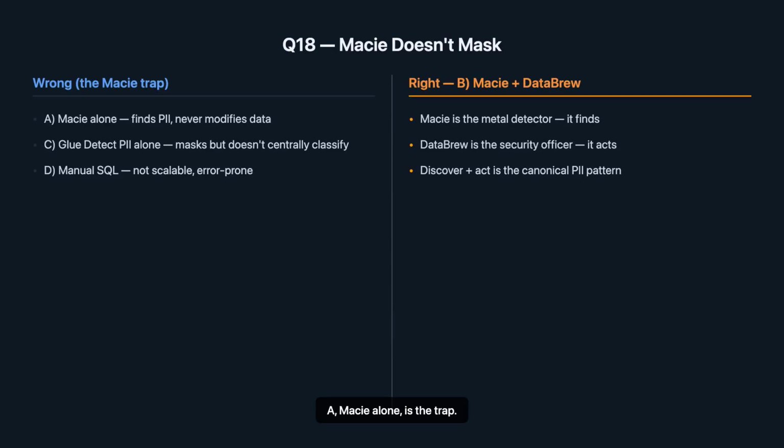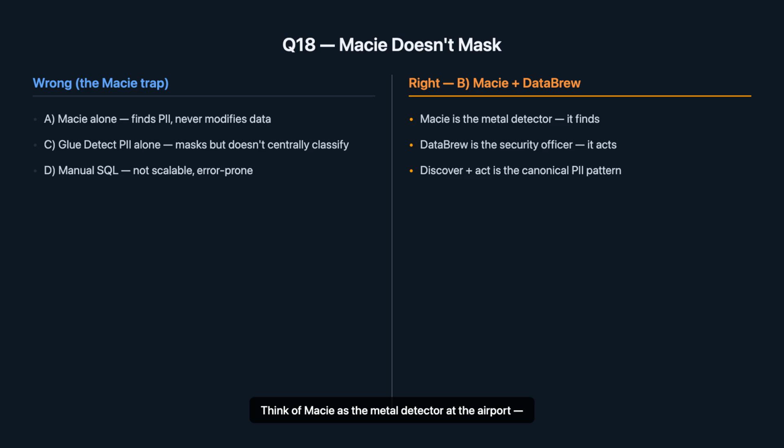A. Macie alone is the trap. Macie finds PII and classifies it, but it never modifies the data. Choosing A on the exam is one of the most common ways to lose a point in Domain 4. C. Glue Detect PII alone can mask, but it doesn't centrally classify across your data lake. D. Manual SQL updates don't scale and are error-prone. That leaves B. Macie discovers and DataBrew masks.